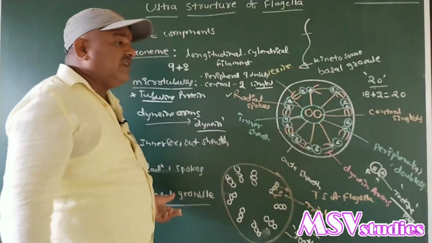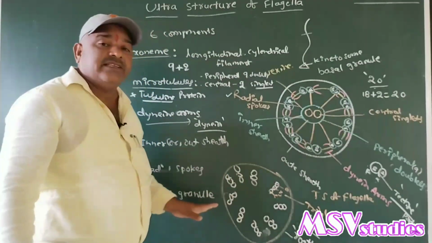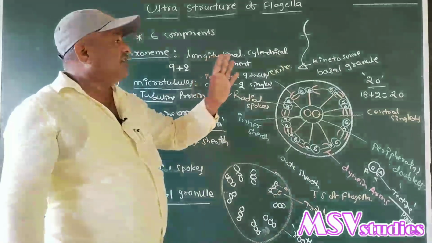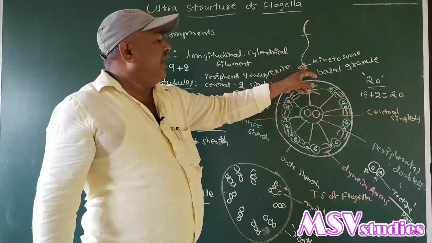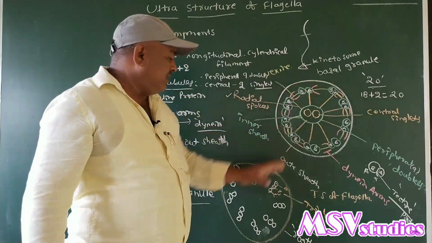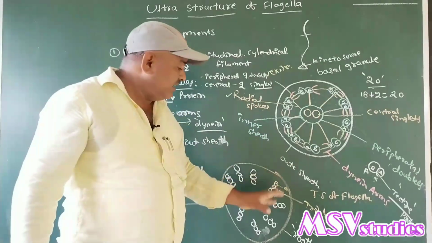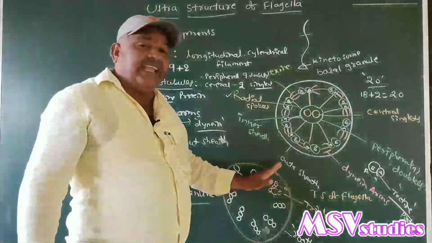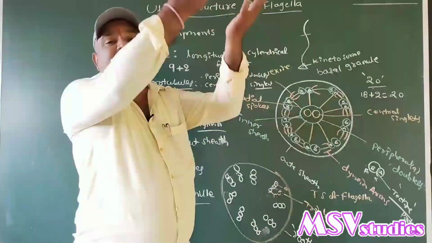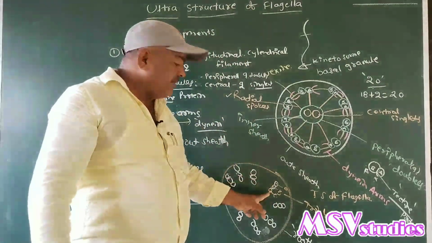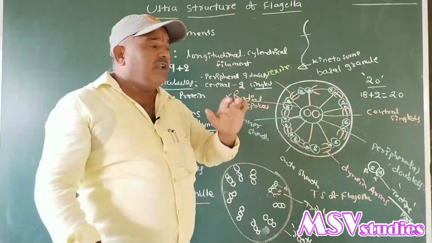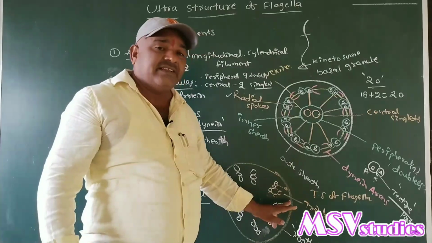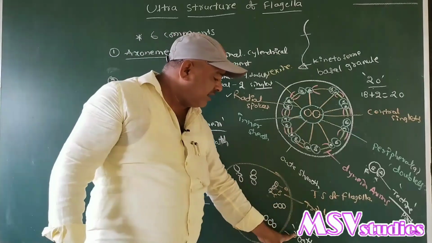And the basal granulae, also known as kinetosome. The basal granulae is the place of origin of the flagella. In the basal granulae, the peripheral microtubules are in triplet form, A, B, C. Only A and B microtubules come outside into the axoneme, but the C microtubule is restricted and located only in the basal granular area. The triplets connect with the plasma membrane by the rootlets.